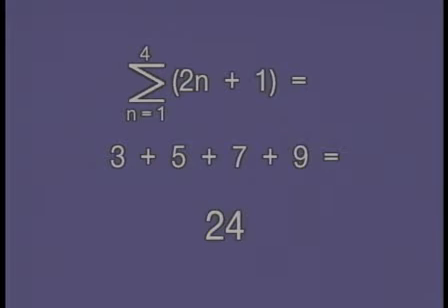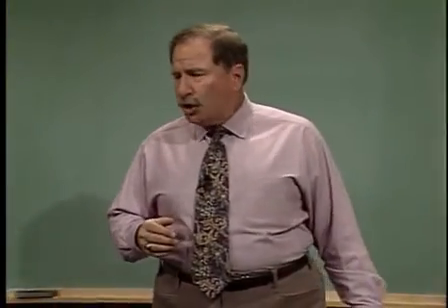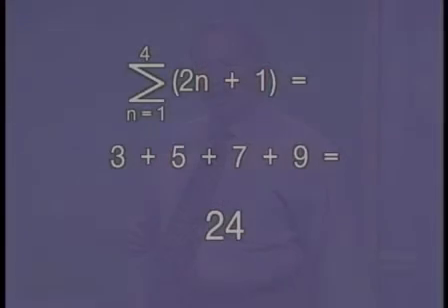Notice, these are the counting numbers. We're not going to talk about any negative numbers and no fractional numbers for our indexing variable, in this case n. Sometimes we use i or j as an indexing variable. The 2n plus 1, you'll notice, is in parentheses, which means we're going to take the indexing variable, n, replace it with 1, and then 2, and then 3, and then 4, and get 4 numbers, and add them up.